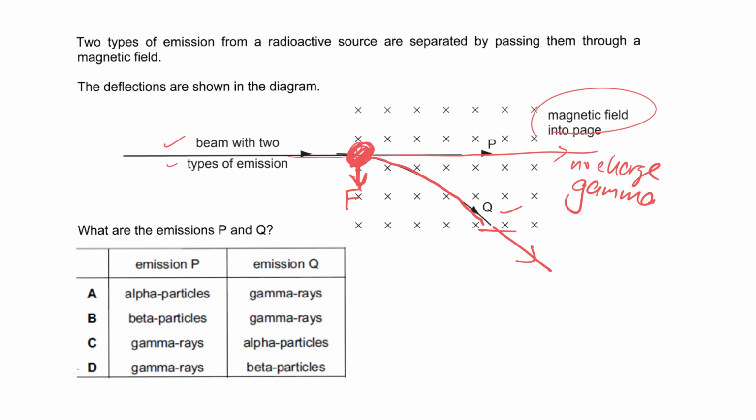Using your Fleming left hand rule, your thumb pointing down, your first finger into the paper, you know that the conventional current will be to the left, but this charged particle or the emission is moving to the right. That means to say it must be like your electron flow. It must be negative charge, so it has to be your beta particles. All right, so Q is beta and P is your gamma, therefore D is the answer.